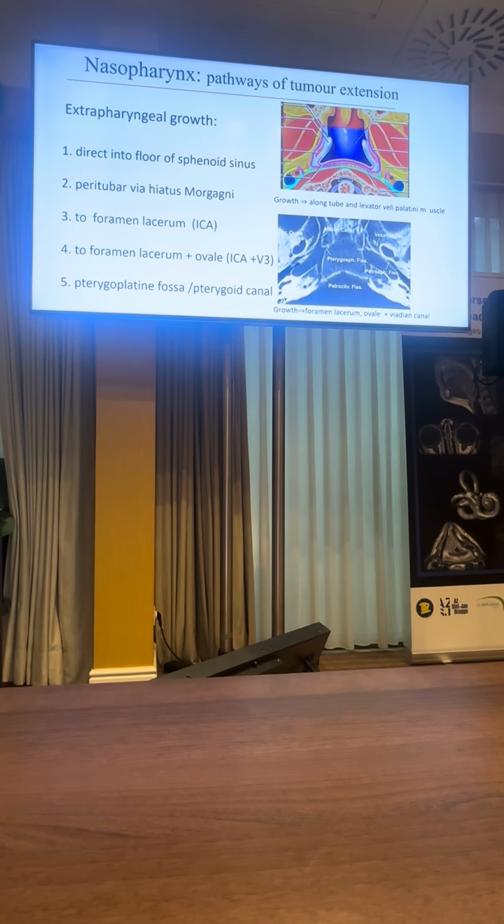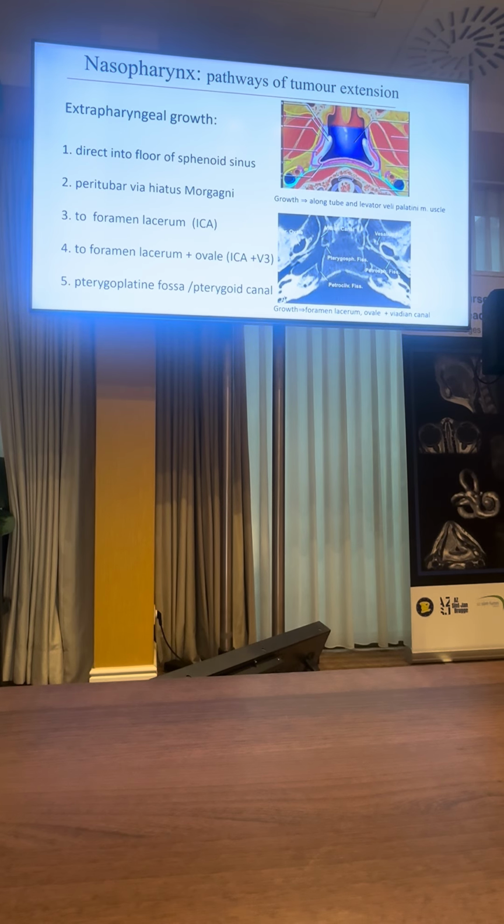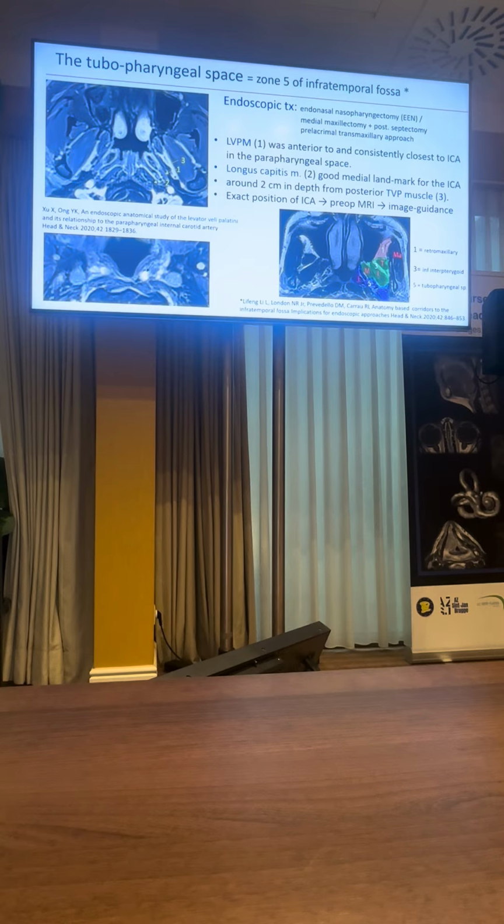There is an extension towards the foramen lacerum via the lateral recess, via the fossa of Rosenmüller. There may also be an extension, not only via foramen lacerum, but also foramen ovale. This requires that the tensor veli palatini muscle will be violated or breached. And then there may be an anterior extension. We are a little bit low for the pterygopalatine fossa, but always look at the pterygopalatine fossa and look at the clivus.